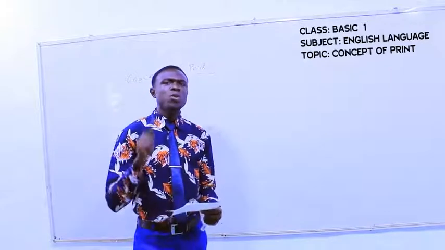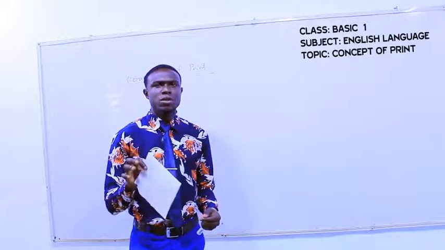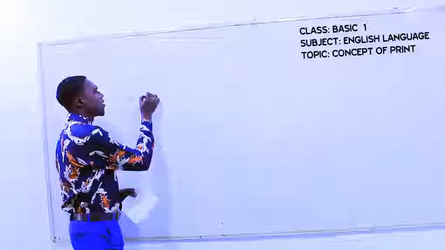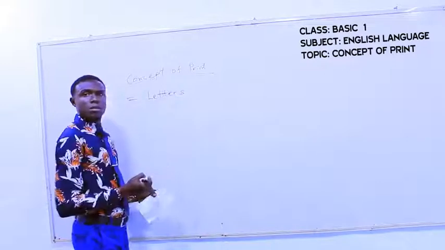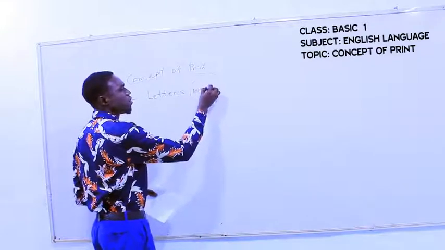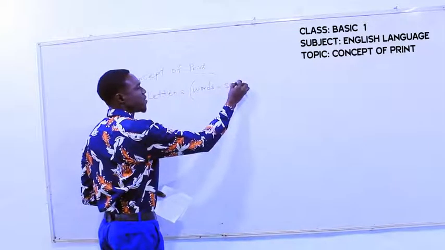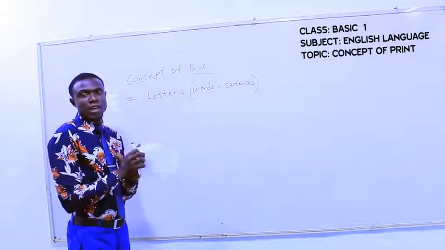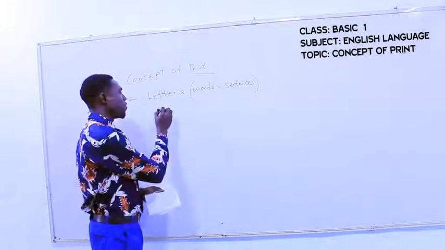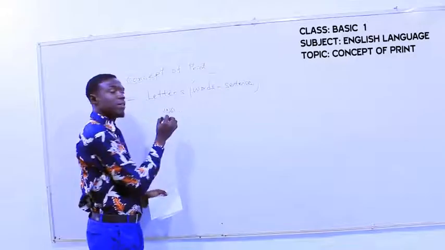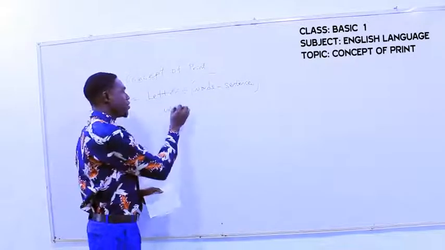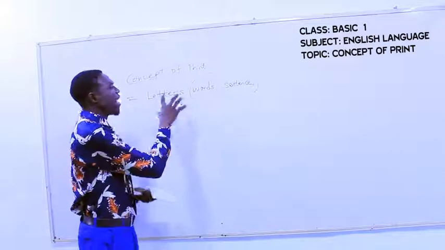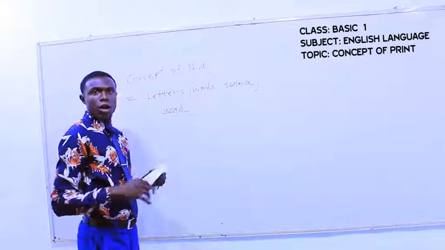Now, what do we see in a printed book? There are two major things that you see in a book. Those things are letters. Of course, you know, letters form words and words form sentences. From letters, when you join them together, they form words. Like, you have W is a letter, O is a letter, R is a letter, D is a letter. When you join them together, you form what? Word. Okay? So letters are the first thing you see in a book.